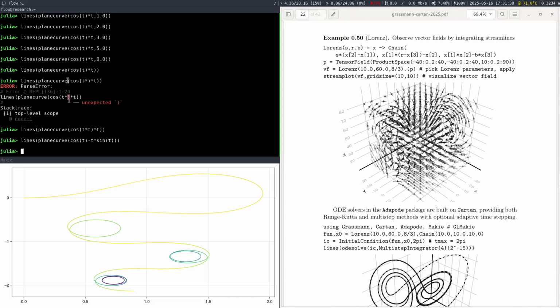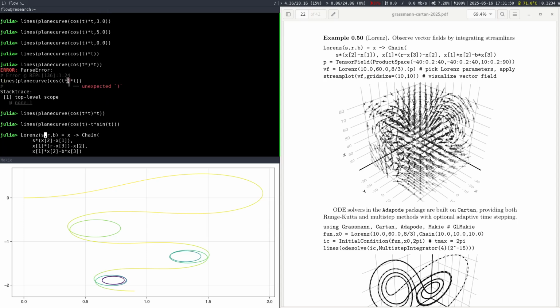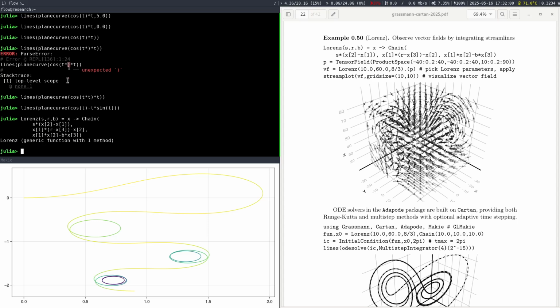All right, so now we're going to observe vector fields by integrating streamlines. Okay, so we're going to define this Lorenz thing, which parameterizes this vector field, okay? For this example.